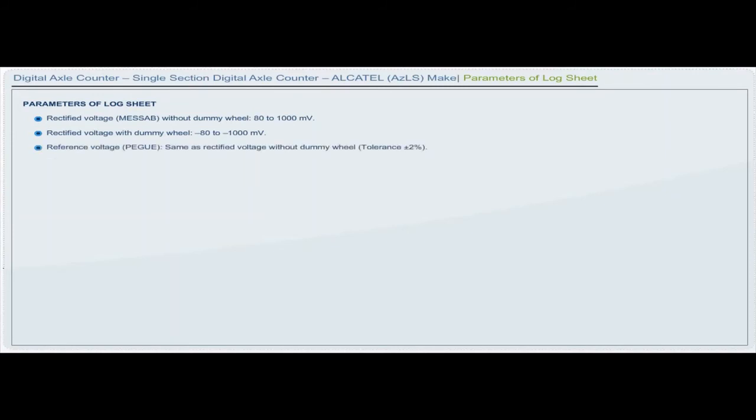Parameters of log sheet. Rectified voltage, which is MESUB without dummy wheel, is 80 to 1000 millivolt. Rectified voltage with dummy wheel is minus 80 to minus 1000 millivolt. Reference voltage, that is peg, is the same as rectified voltage without dummy wheel. Tolerance plus or minus 2%. Transmitter frequency for SK1 is 30 to 31.25 kHz. Transmitter frequency for SK2 is 27.4 to 28.6 kHz. Transmitter voltage is 40 to 64 volt AC.